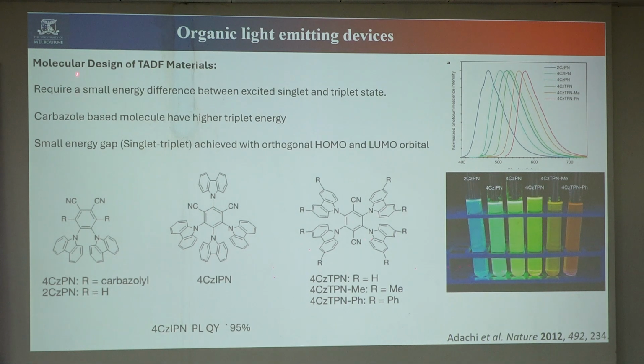So the material design for TADF is that it should have a very small energy difference between the excited singlet state and the triplet state. Some of the carbazole based molecules have a higher triplet energy. You know the carbazole molecule, this 2-phenylene linked with the N-carbazole, this is called the carbazole unit. This one has a higher triplet energy level. Also the HOMO level and LUMO level should be orthogonal. In other cases we make it all planar, but here it is orthogonal. That keeps the triplet-singlet energy gap very small.